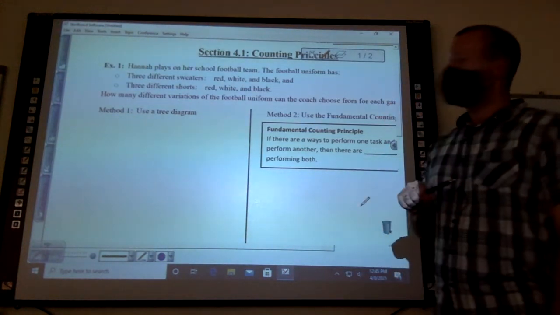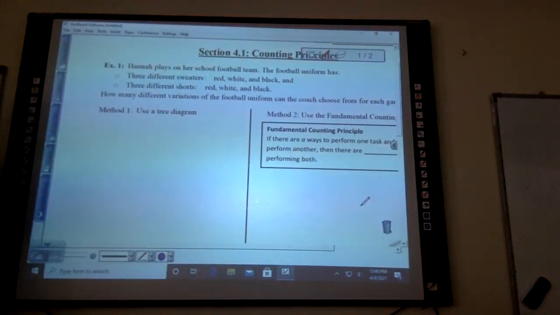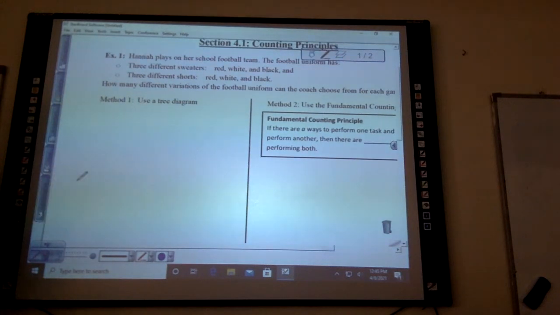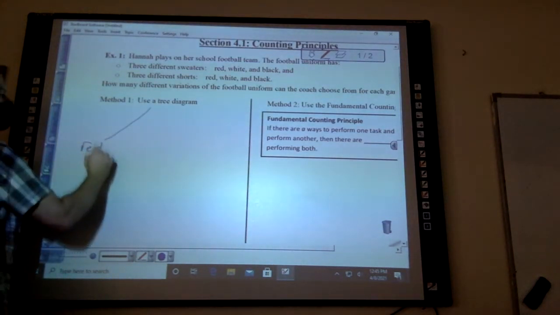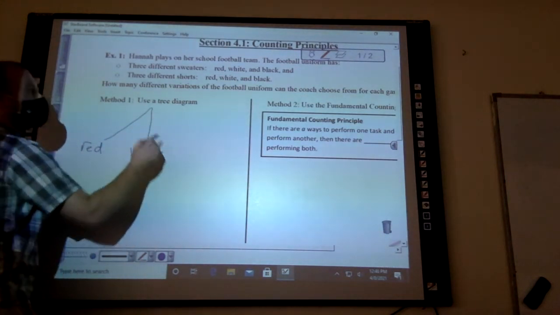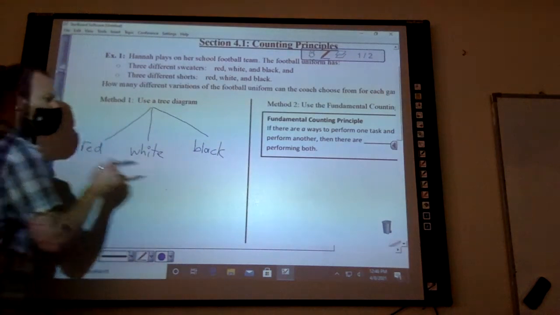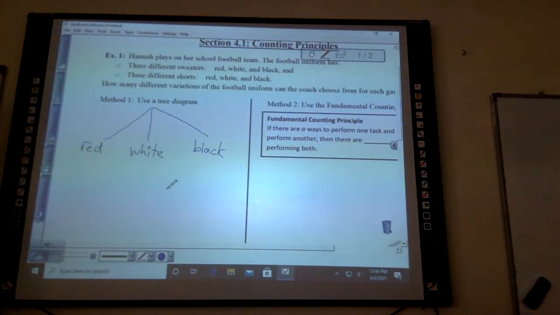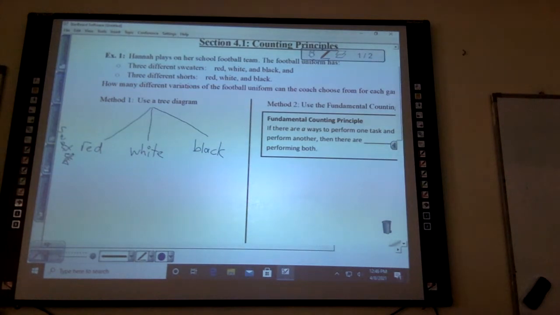So there are 2 ways we can go about doing this. The first way is a tree diagram. You've probably seen something like this before. So first of all, we need to look at what the different kinds of sweaters are. Our first branch could be red, white, or black. So this row of my tree refers to our sweaters. These are the different options that we have for sweaters.